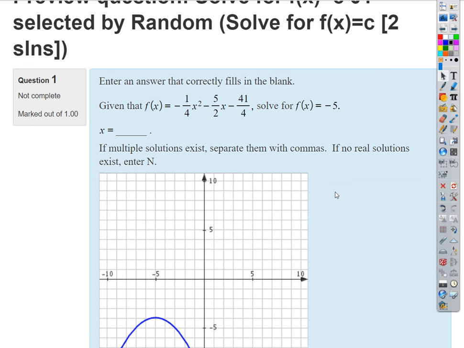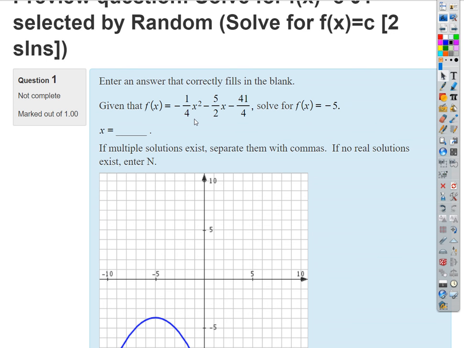So what are my approaches to doing a problem like this? We're given a function f of x equals some quadratic expression, ax squared plus bx plus c. A, b, and c are fractional this time. And we want to solve for f of x equals -5. So what does that mean?